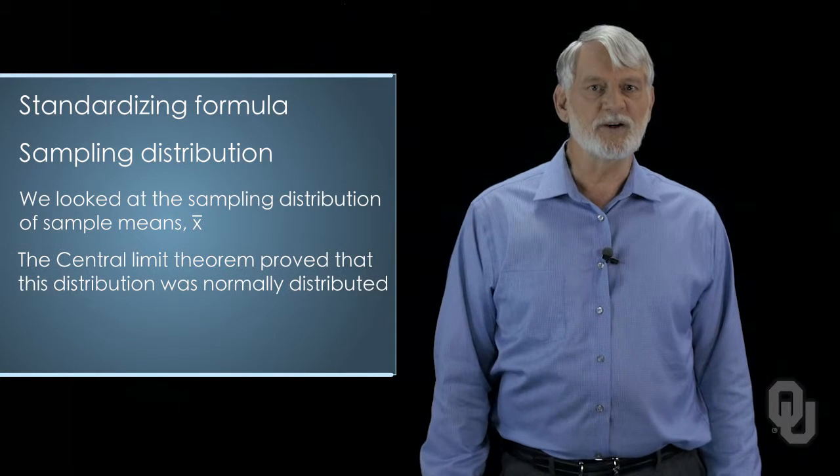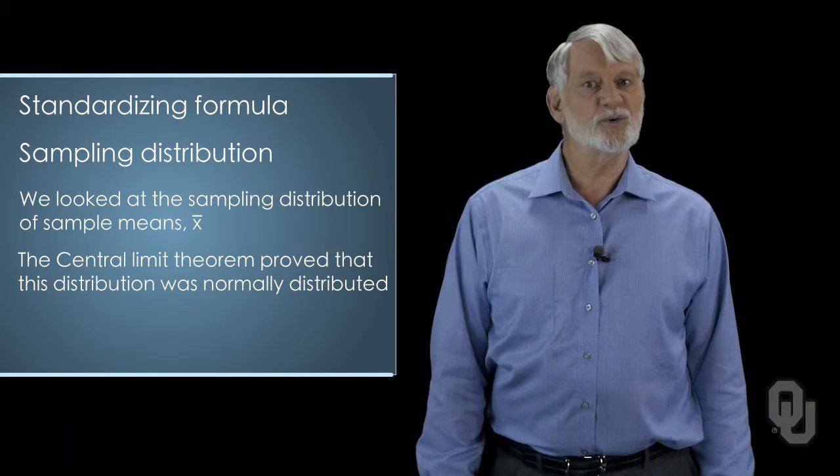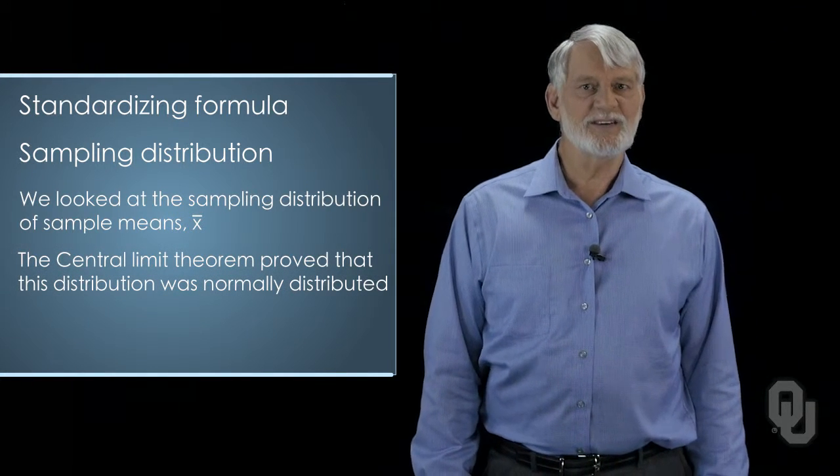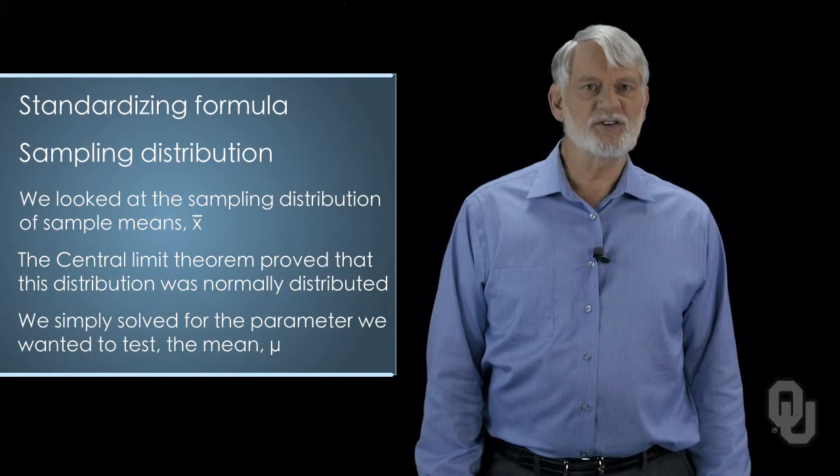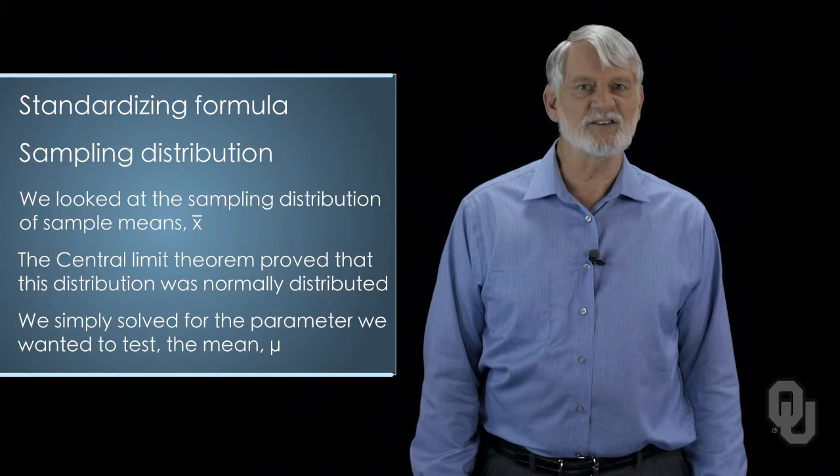And the central limit theorem proved that this distribution was normally distributed. This gave us the standardizing formula. From this, we simply solved for the parameter we wanted to test, the mean, mu. We need to start again, back at the sampling distribution, but this time we have two population groups.